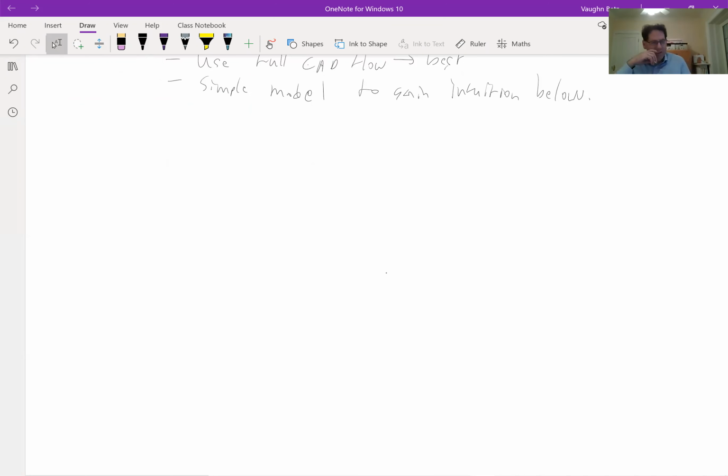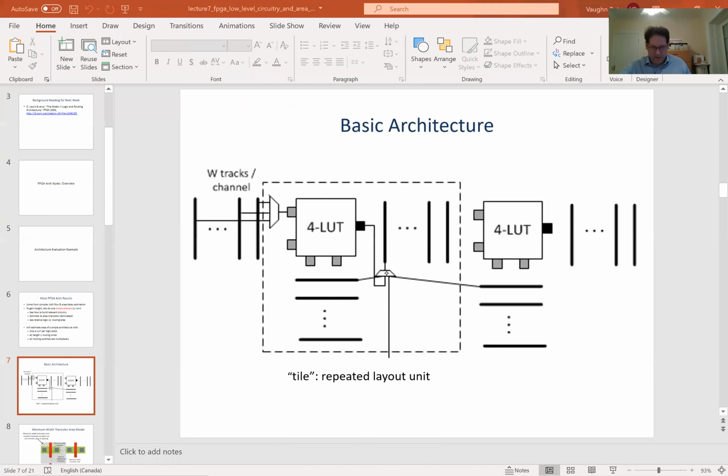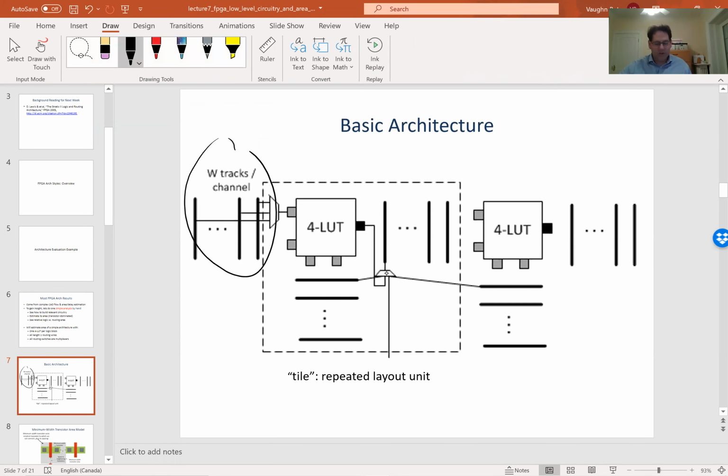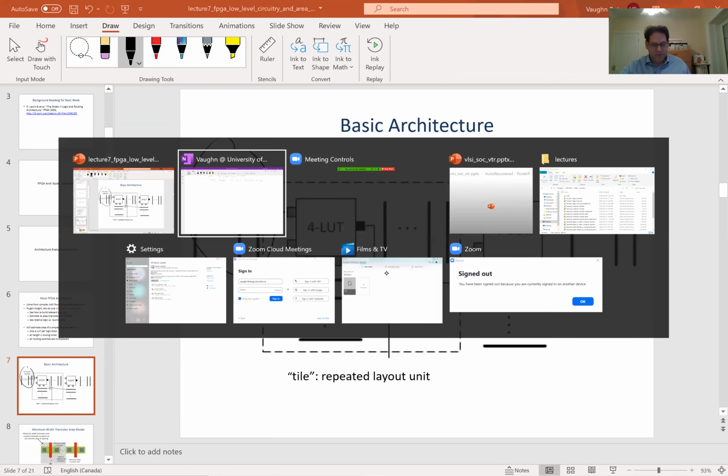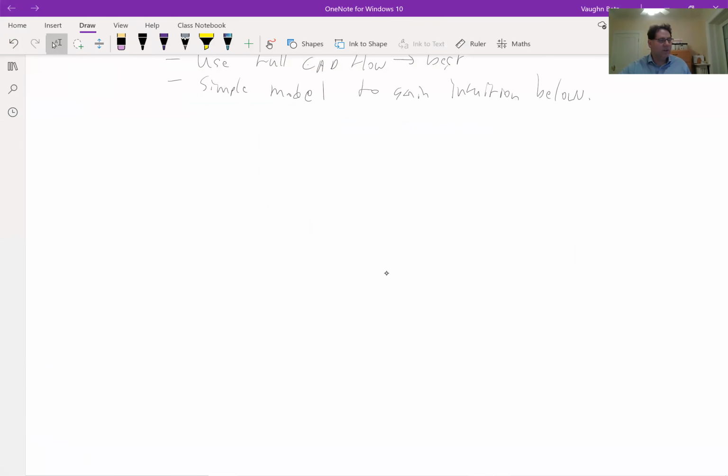Okay, so one of the things that we're going to need to know is how wide do we have to make these channels? So let me go back here again. We've got W tracks per channel. What should W be? I don't know, right? It should be enough that most circuits route, but not so much that I'm just wasting lots of area. So that's a pretty vague spec. So I need to figure out what should W be.